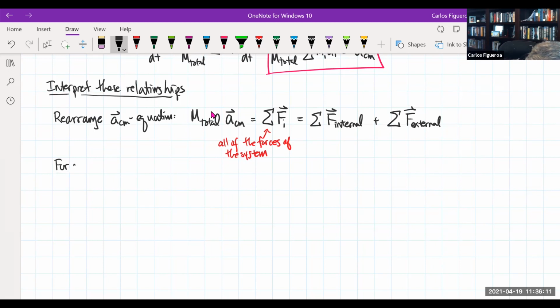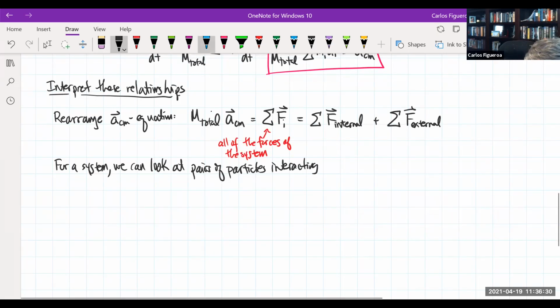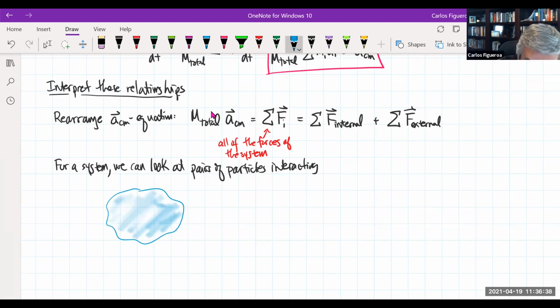And what we find here is that for a system, we can look at pairs of particles interacting. In other words, let's go look at my system here. So here's my system, right? So when I look at my system here, I have pairs interacting. So let's focus on two pairs. Let's say that I have a pair 1 and I have a pair 2.